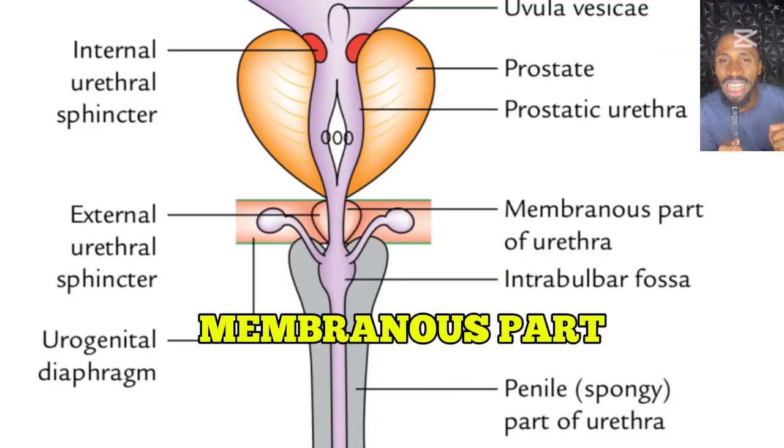Like I said, it's innervated by the pudendal nerve and contains skeletal fibers, which are present in the urogenital diaphragm. At this particular point, it also pierces the perineal membrane. It contains fibers which make you control urination willingly.